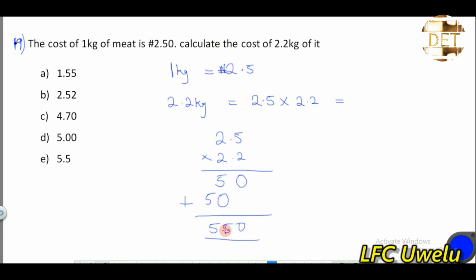So I have 550. Where will I put my decimal point? Since I have a decimal point here and I have a decimal point here, and I'm multiplying, what I will do is just to count 1, 2, 1, 2, 1, 2. So my answer will be in 2 decimal places. So that will be 5.5. So 2.2 kg will now cost 5.5 naira. So the correct answer to this question is option E, 5.5 naira.